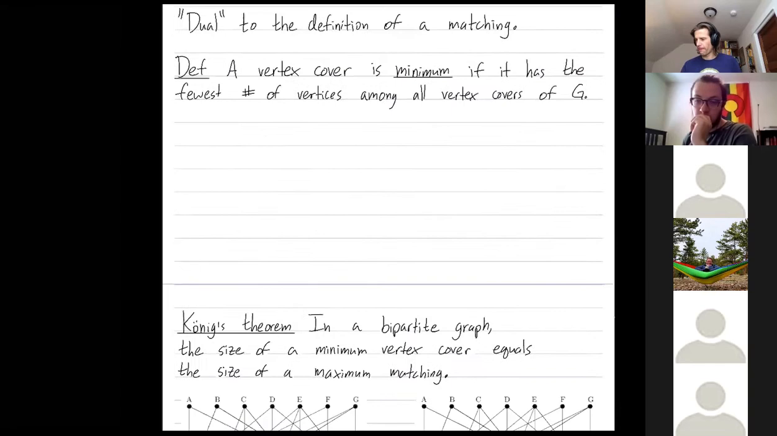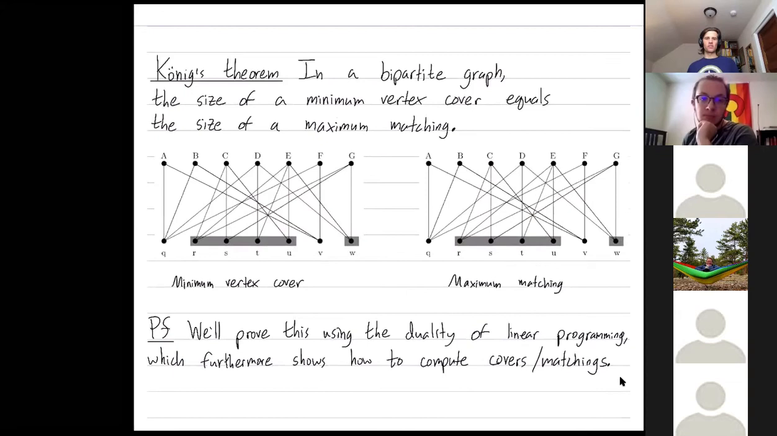Kőnig's theorem is for bipartite graphs. Okay, so it's about minimum vertex covers in bipartite graphs. And what's really cool is this duality in the definition of vertex cover or matching shows up in the sizes of optimal ones. So in a bipartite graph, the size of a minimum vertex cover equals the size of a maximum matching. All right.